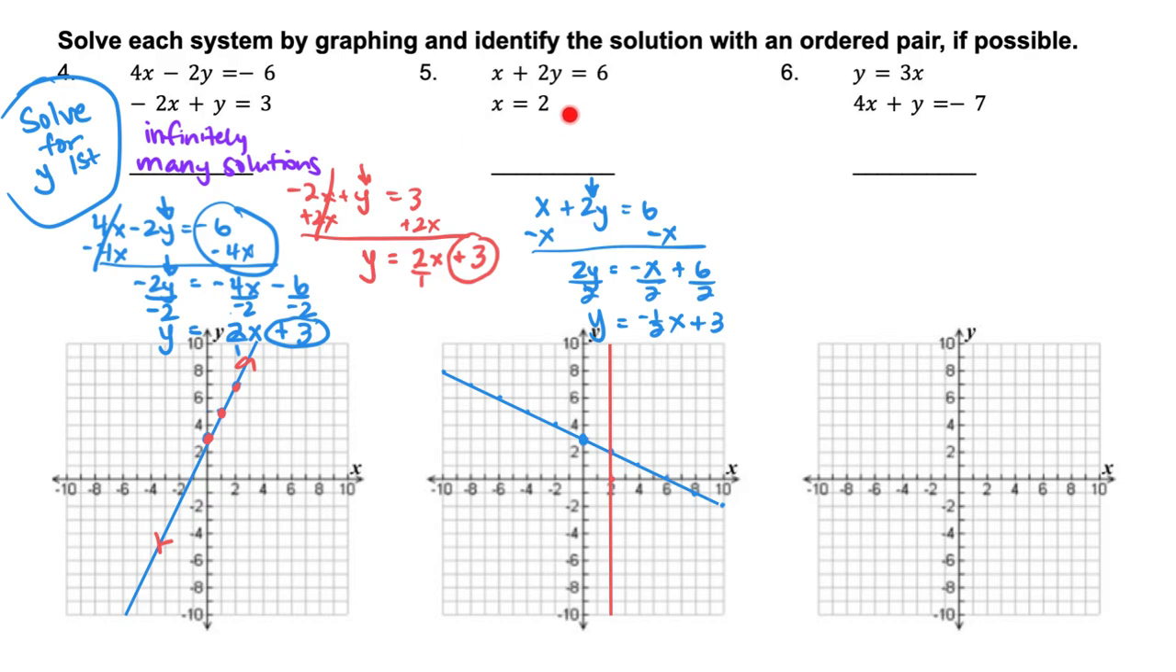Now this other equation, this mini equation, x equals 2, is one of our special cases. That's a vertical line. I went to the x-axis at 2, and I drew a vertical line through that point. And so we can see right here, this does have a point of intersection. It happens to be at 2, 2, and that's what we'll write on our line.